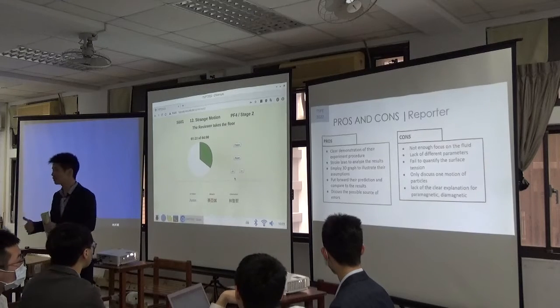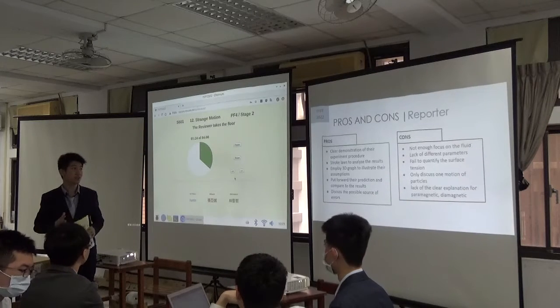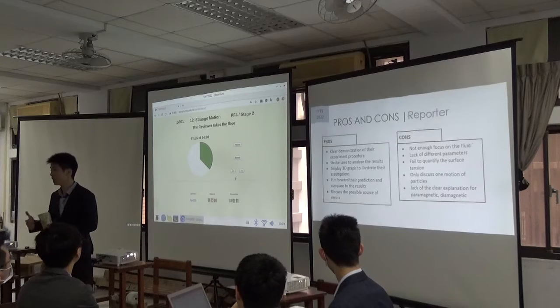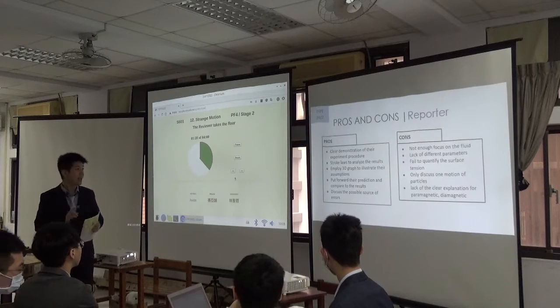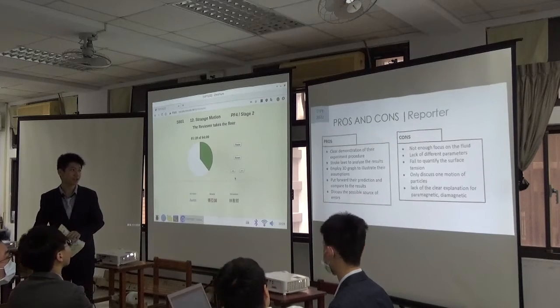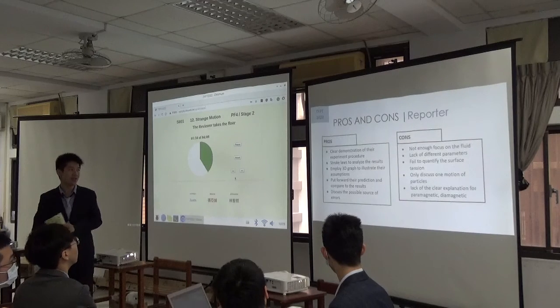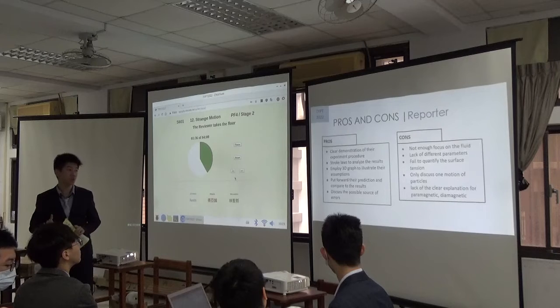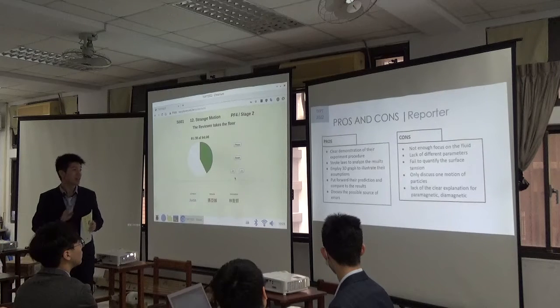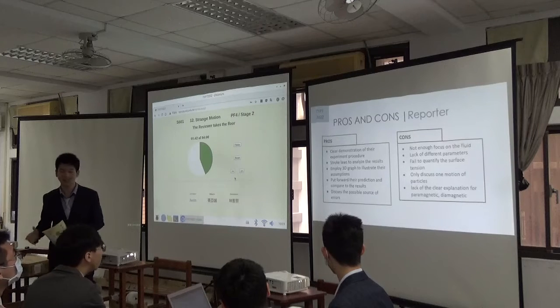However, for the places for improvement, first, they don't have enough focus on the fluid, which may have influence on the movement. And second, they lack different parameters. And third, they fail to quantify the surface tension. And fourth, they only discuss one motion of the particles. And fifth, there is a lack of clear explanation for paramagnetic and diamagnetic.